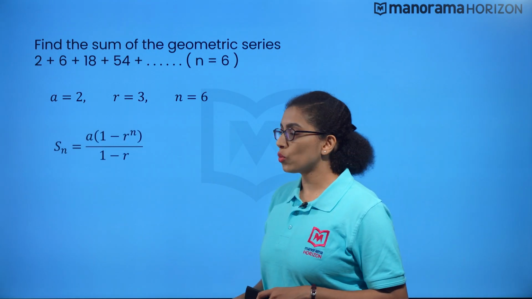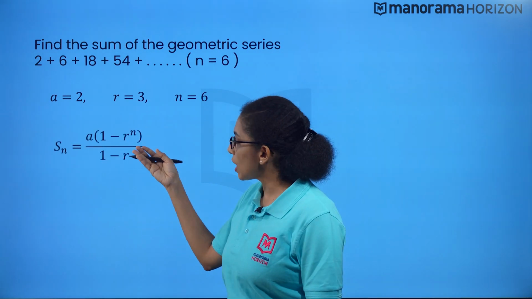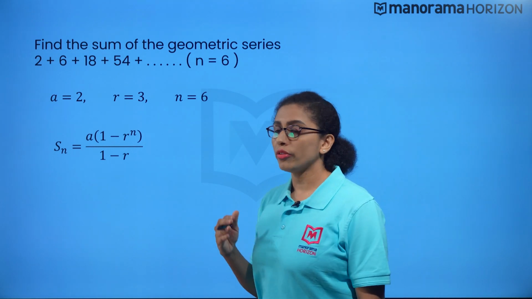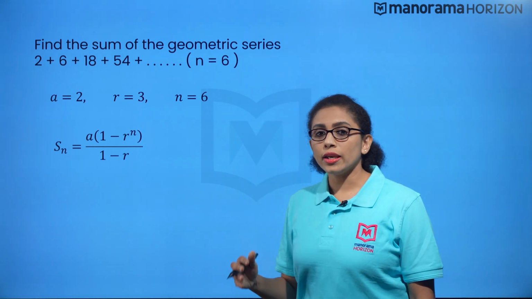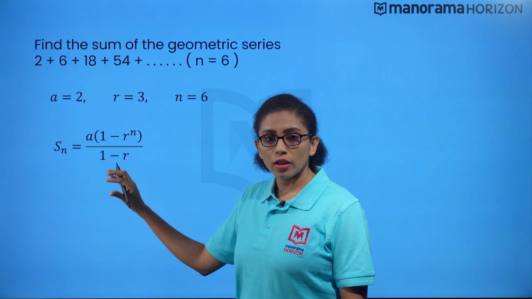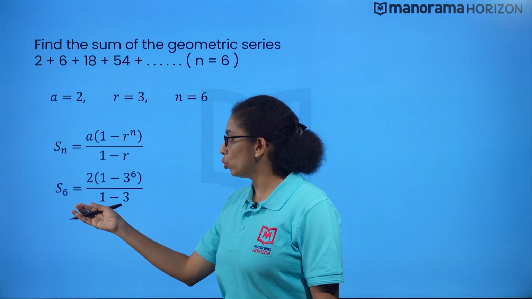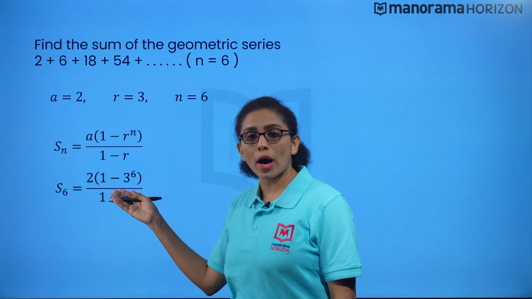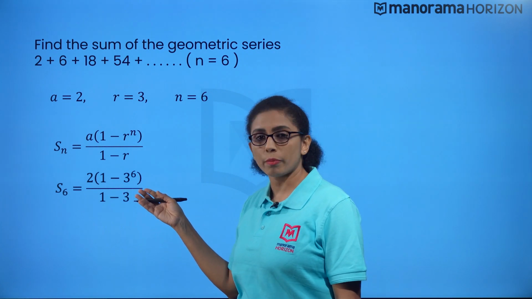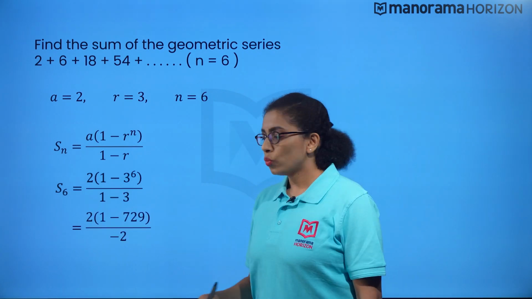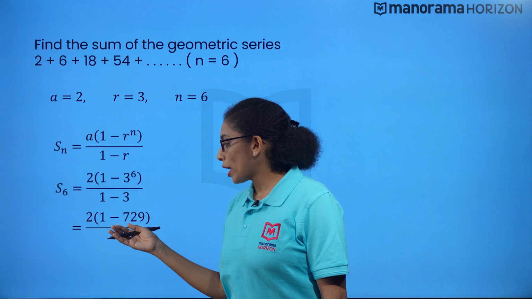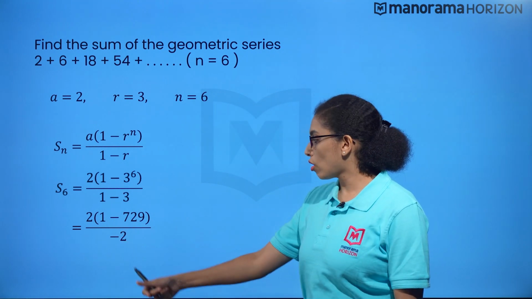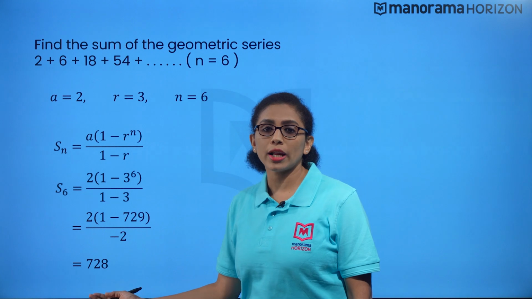So, Sn is equal to A into 1 minus R raised to n by 1 minus R. Now putting the values of A, R and n in this equation, we get S6 is equal to 2 into 1 minus 3 raised to 6 by 1 minus 3, which is equal to 2 into 1 minus 729 divided by minus 2. And on solving, we get the final answer as 728.